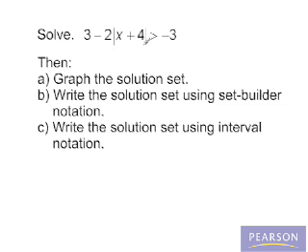Solve the inequality 3 minus 2 times the absolute value of x plus 4 is greater than negative 3. Then A, graph the solution set. B, write the solution set using set builder notation. And C, write the solution set using interval notation.